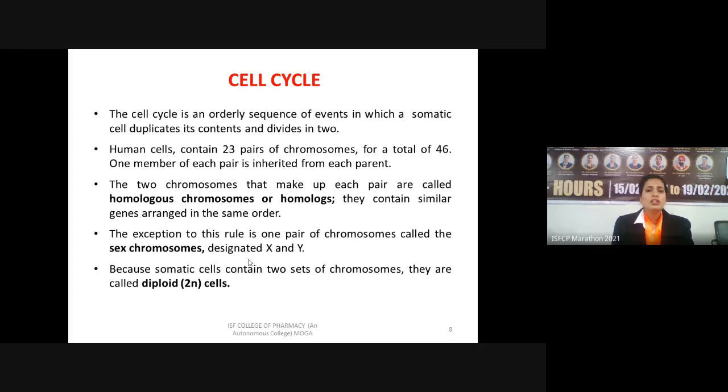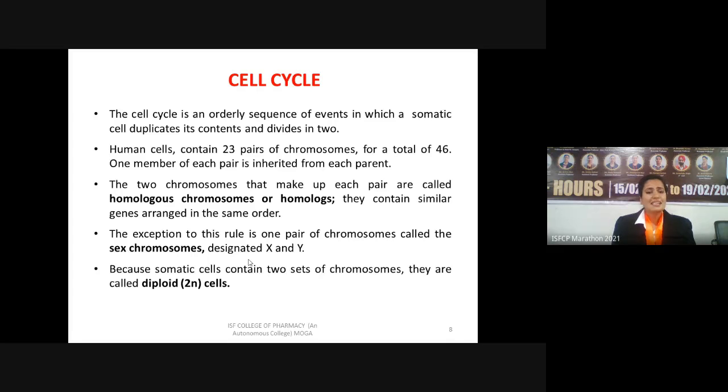If we take the example of human cells, the human cell contains 23 pairs of chromosomes. They are in pairs. If we count them singly, there are a total of 46 chromosomes in the human. One member of each pair is inherited from each parent. The chromosomes which make up each pair are known as homologous chromosomes or homologs. Homo meaning same. Homologous chromosomes are those which contain similar or identical genes arranged in the same order. Homologous chromosomes are the similar chromosomes.